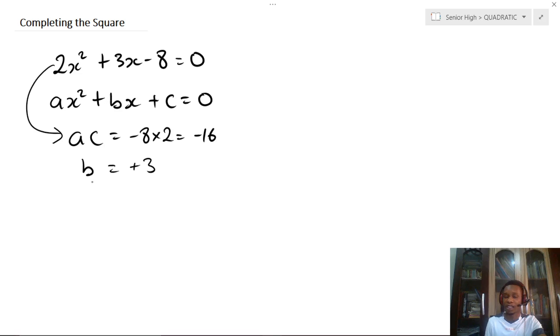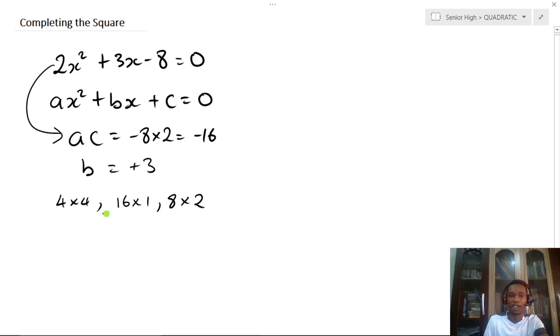Have you found any? Now notice something. There are no two values that can give you this. So we cannot find any two values that when we add them we get B, and when we multiply them we get AC. You can try it out again and see if there's any. There's none. Actually, the only values we can get that multiply to AC are 4 times 4, 16 times 1, and 8 times 2, and I think that's all.